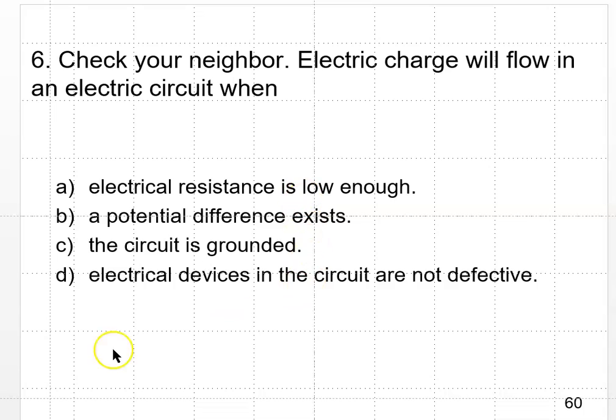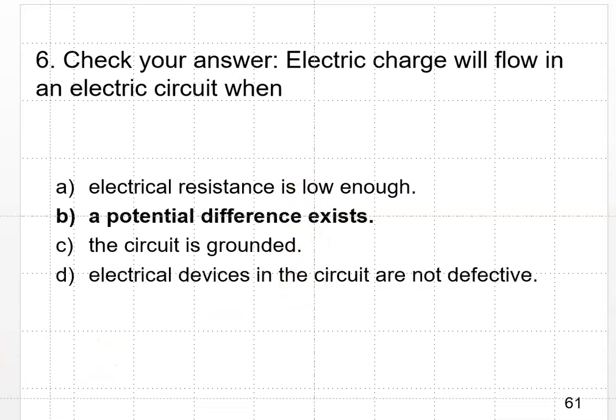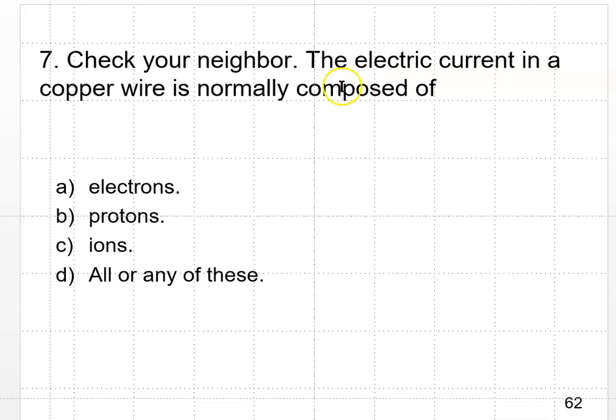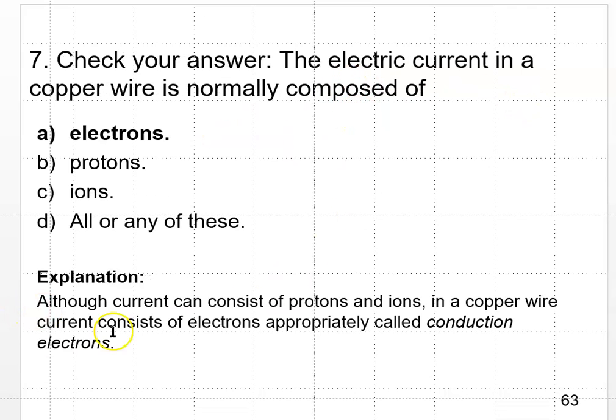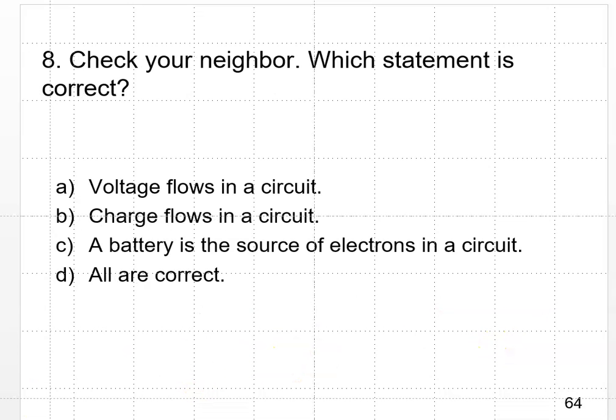Electric charge will flow in an electric circuit when there's a potential difference existing across the parts of the circuit. Electric current in a copper wire is normally composed of electrons. Now, you can have other things. Any charge, any moving charge is an electric current. But in any metal wire, the electrons are what's doing the conducting. And those are called conduction electrons for that very reason.